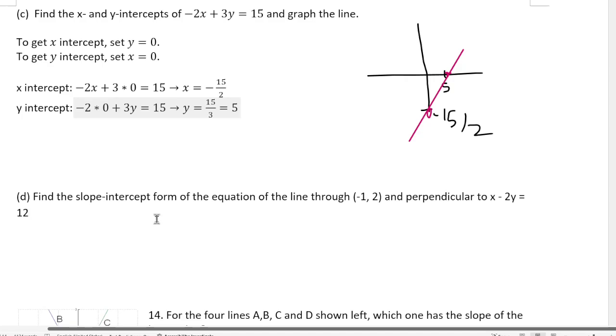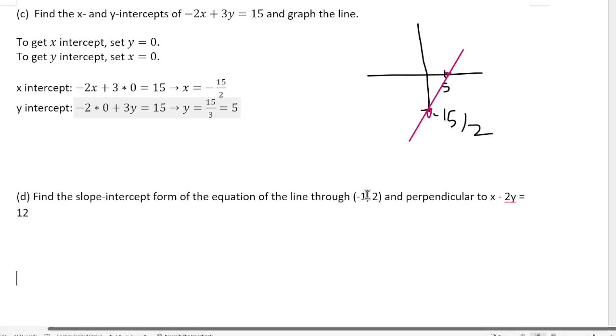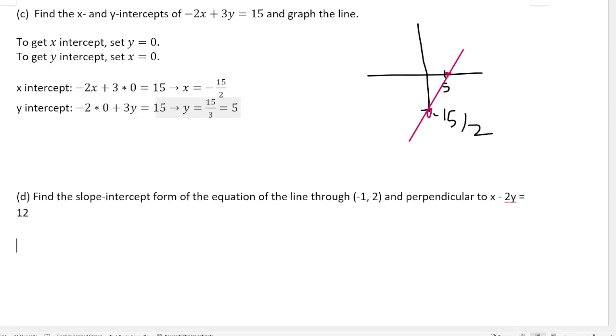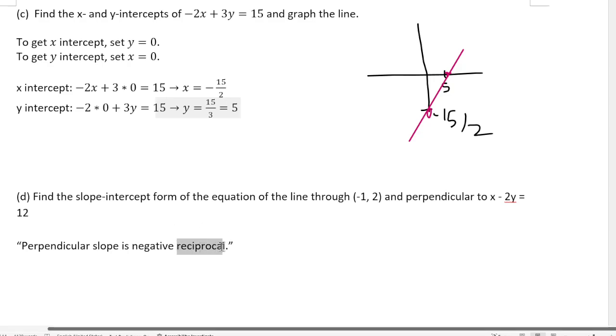Find the slope-intercept form of the equation of the line through (-1, 2) and perpendicular to x minus 2y equals 12. Now what you need to know is that perpendicular slope is negative reciprocal. In other words, you take the reciprocal of the slope and you put a negative. That's what a perpendicular slope is.